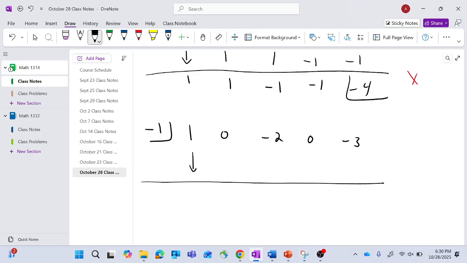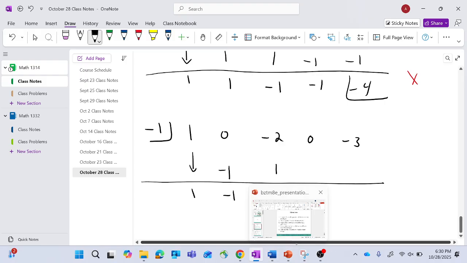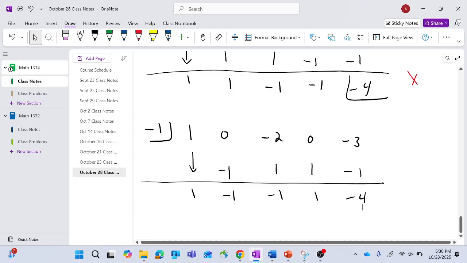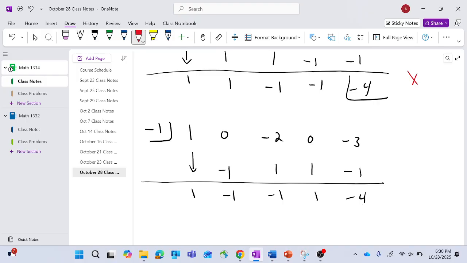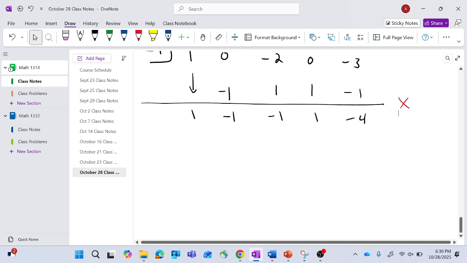Bring down that first term of 1. Negative 1 times 1 is negative 1. Add going down is negative 1. Negative 1 times negative 1 is 1. Add going down is negative 1. Negative 1 times negative 1 is 1. And we can kind of see it's the same thing. We're not getting anywhere. So 1 and negative 1 don't work. We're going to go on to 3.